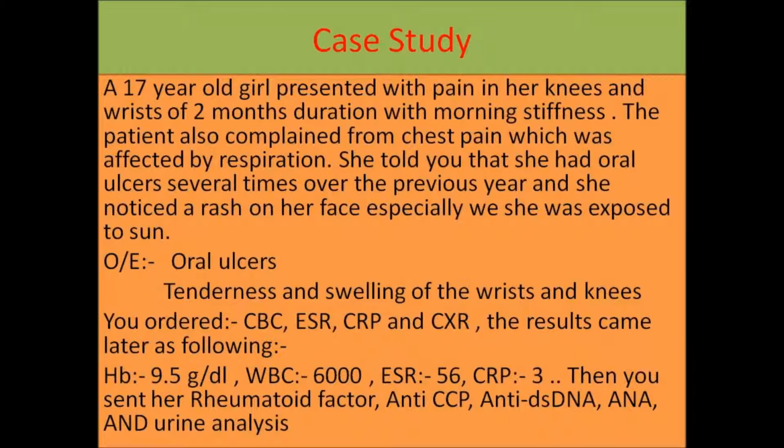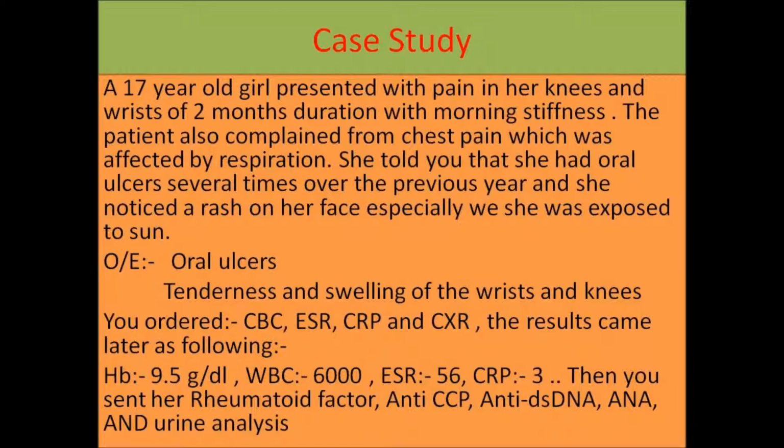On examination, you noticed some oral ulcers. There was tenderness and a swelling of the wrists and knees. Apart from this, the examination was normal. So, you ordered initially complete blood picture, ESR, C-reactive protein, and chest X-ray. The results came later as following.